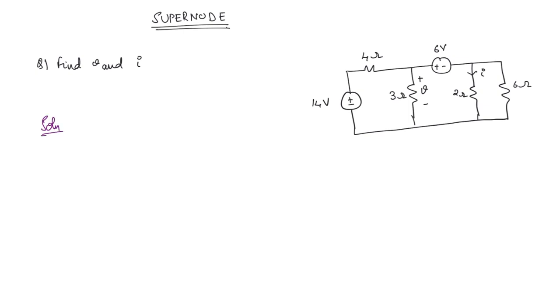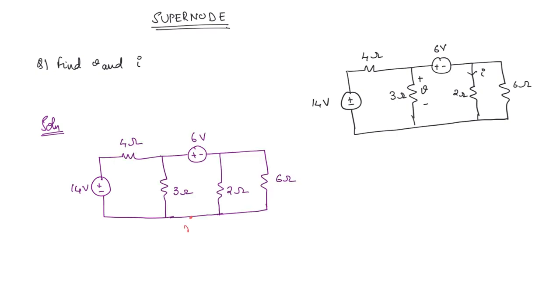So we will redraw this diagram. What is the first step? You have to identify the nodes. So this we will take as the reference node. And what are the other nodes? This is one node and this is one node.